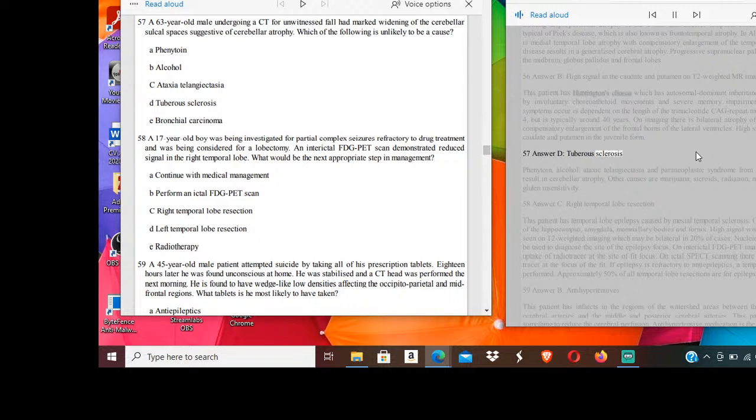57. Answer D, tuberous sclerosis. Phenytoin, alcohol, ataxic telangiectasia, and paraneoplastic syndrome from a bronchial tumor all result in cerebellar atrophy. Other causes are marijuana, steroids, radiation, multisystem atrophy, and gluten insensitivity. 58. Answer C.